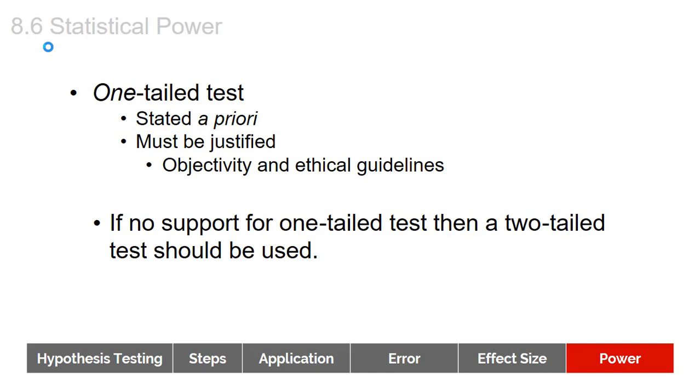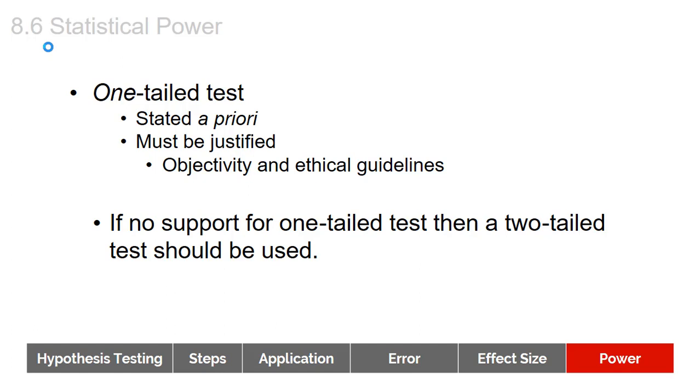So if you're going to do a one-tailed test, it needs to be stated a priori, which means we need to say up front, I have a strong reason to believe that my results will either be positive or negative. It has to be justified. And we can't change our mind after we do the statistical test if it ends up that our results are in the other tail. This is part of being ethical and objective in our research. We set our alpha up front and we set whether a one-tailed test or a two-tailed test is going to be conducted up front.